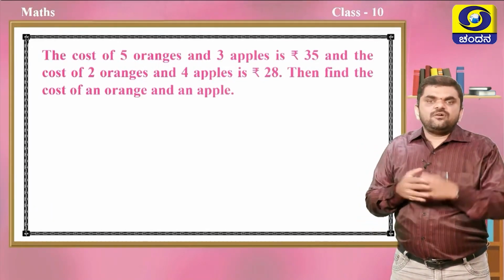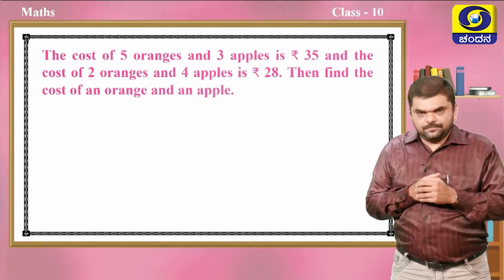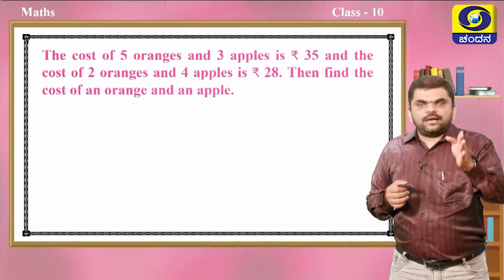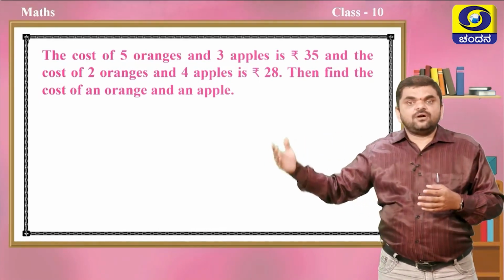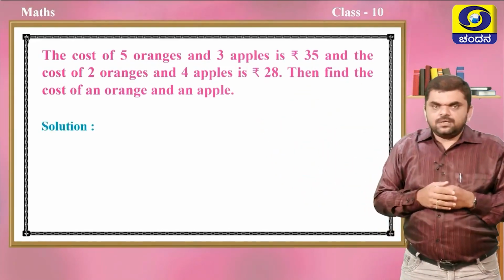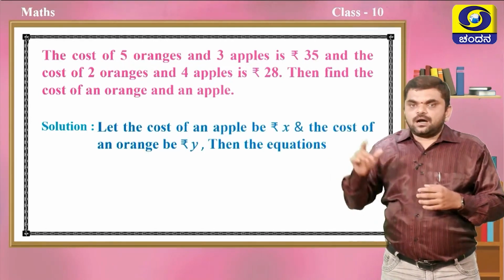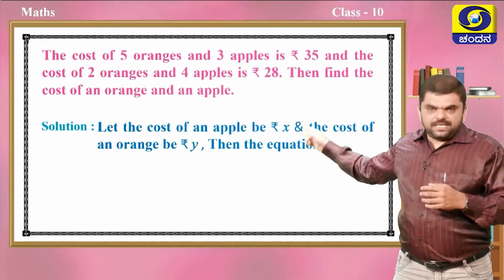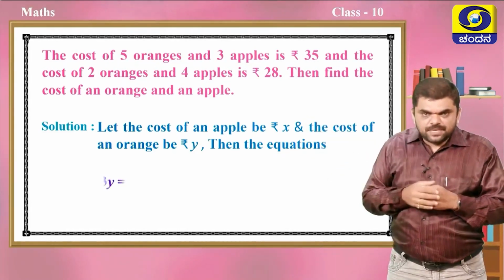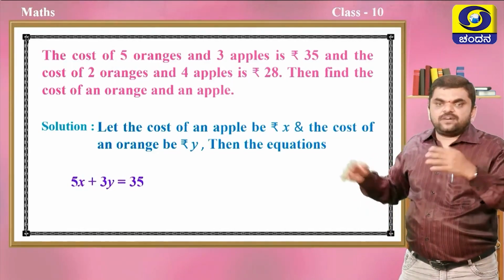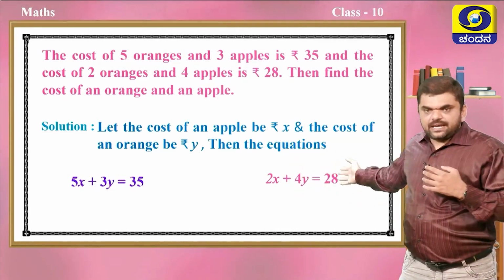The cost of 5 oranges and 3 apples is rupees 35, and the cost of 2 oranges and 4 apples is rupees 28. Then find the cost of an orange and an apple. So here first we have to write the equation. Let us consider the cost of an apple will be rupees x and the cost of an orange will be rupees y. Then the equations become 5x plus 3y is equal to 35, that is equation number 1, and 2x plus 4y is equal to 28.